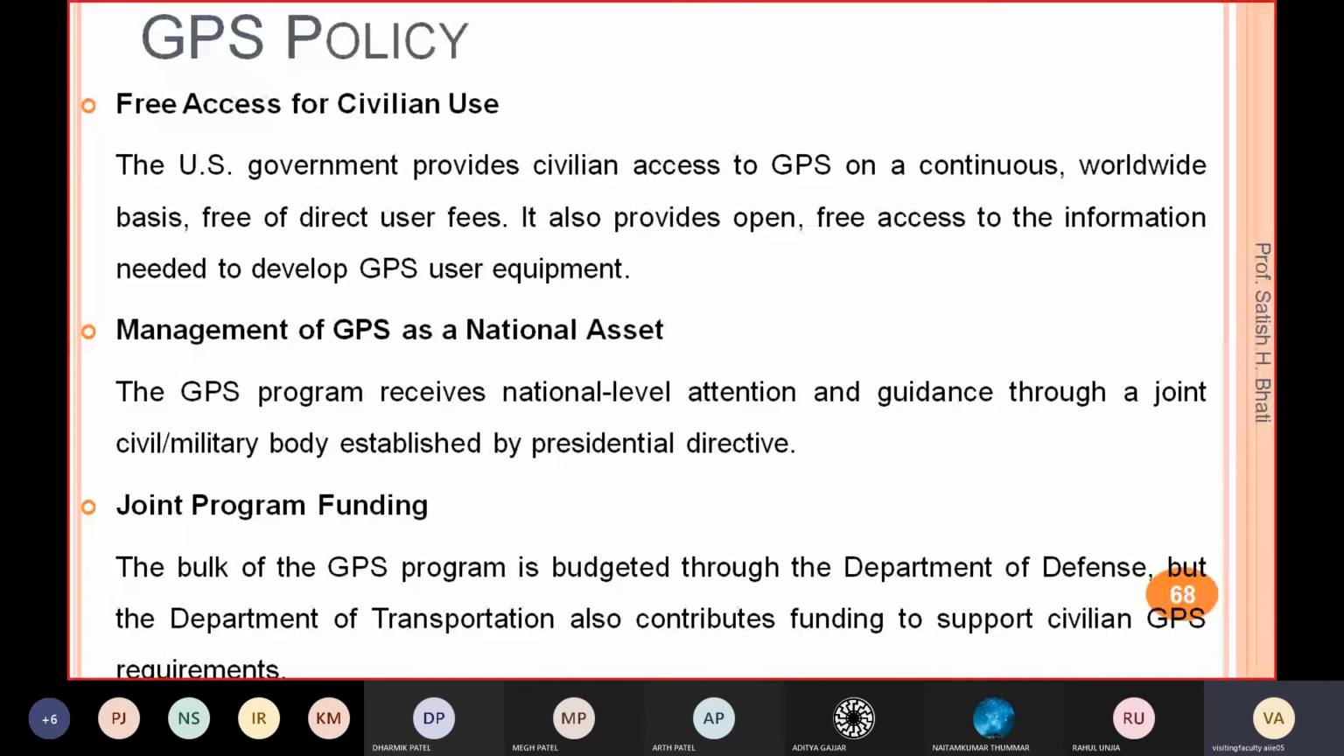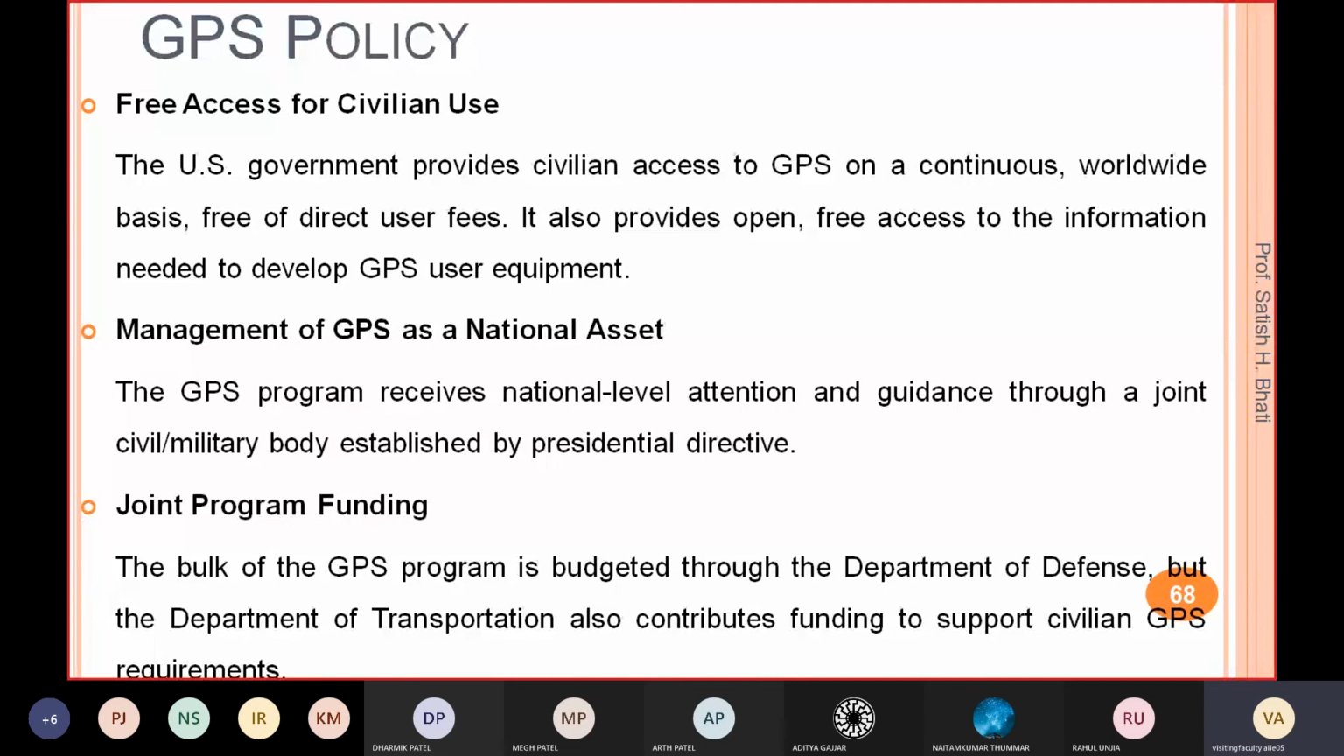Joint program funding, which we have discussed: the bulk of the GPS program is budgeted through the Department of Defense, and the Department of Transportation also contributes funding to support civilian GPS requirements. So these two departments mostly provide the fund. Apart from that, if some company needs additional facilities or features, they can also provide the fund.